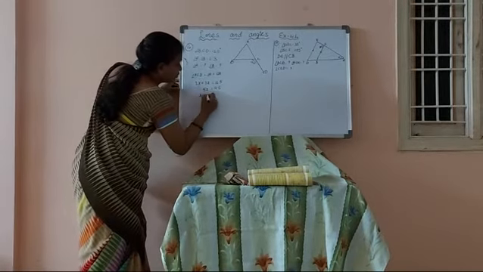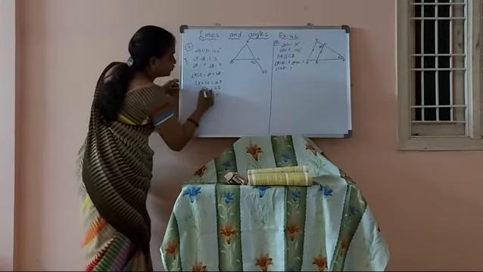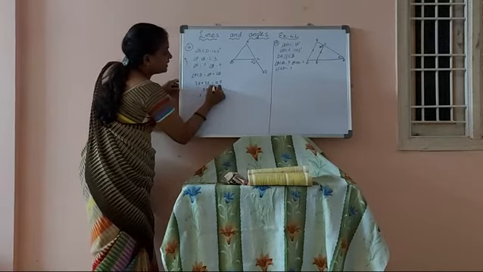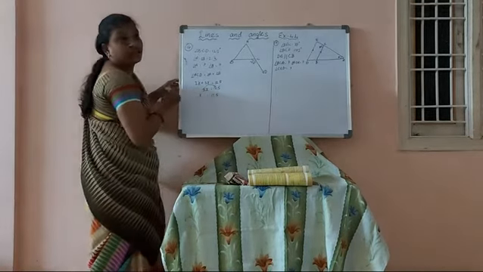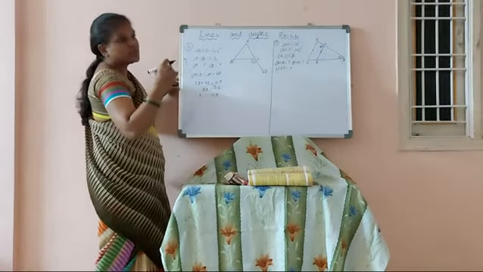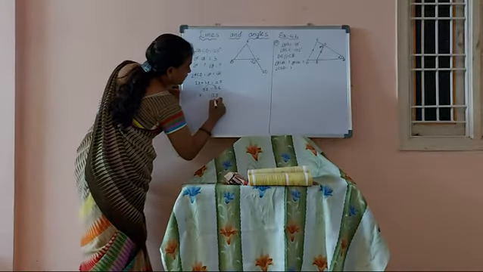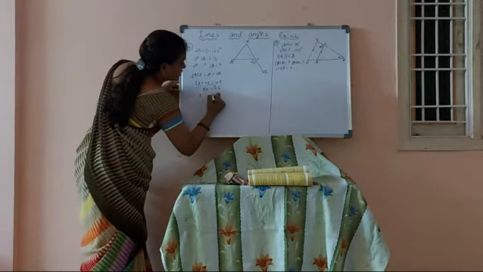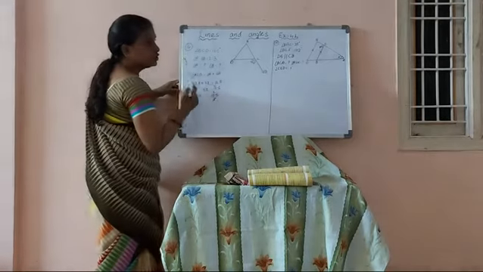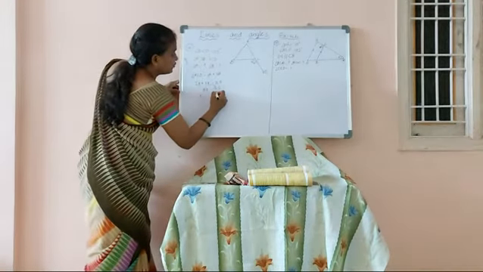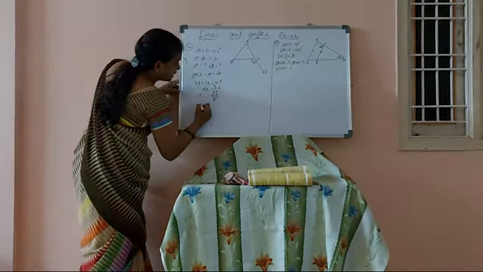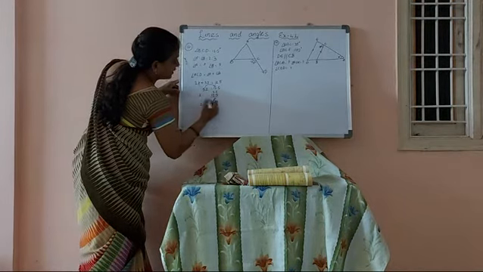So x is equal to 125 divided by 5. If you transpose this 5 to the right hand side, here it is multiplying, if you transpose it, it becomes division. So divided by 5: 5 ones are 5, 5 twos are 10, 2 is the remainder, 25, 5 fives are 25. So x is equal to 25 degrees.